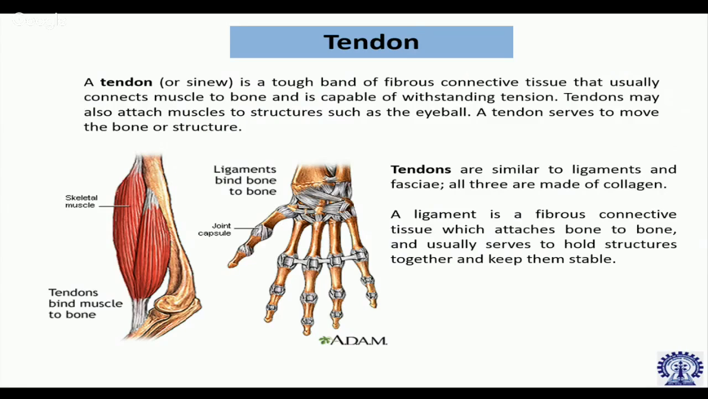Tendons may also attach muscles to structures such as the eyeball, and a tendon serves to move bone or a structure. It is similar to ligaments, and all three are basically made up of collagen. The ligament is a fibrous connective tissue which attaches bone to bone and usually serves to hold the structures together and keep them stable. So when I say keep them stable, the stability of a joint is provided predominantly by the ligaments.